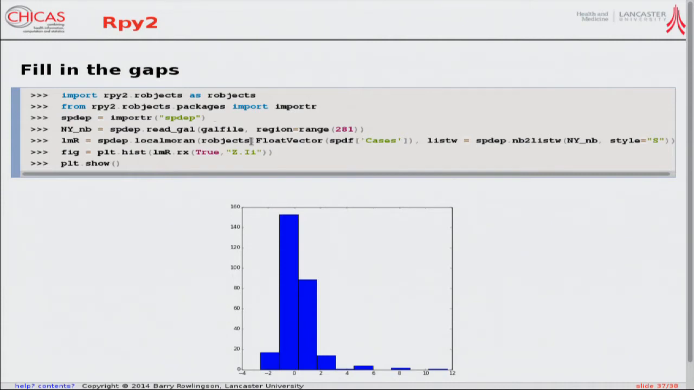There's a bit of conversion that needs doing from my GeoPandas, and then I can use Python's histogramming plot to get a plot of what those Z values from that Moran index look like. So you can use RPy to use R to fill in the gaps and use Python for some of the other good stuff.